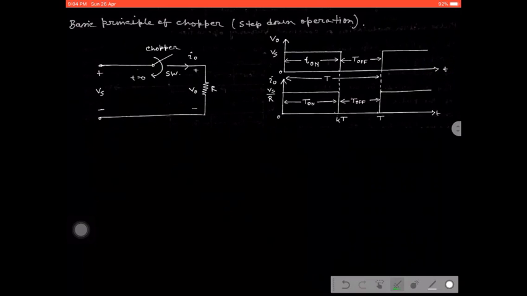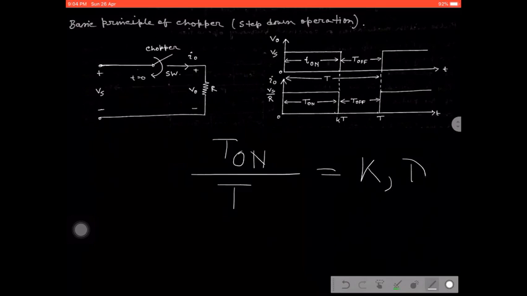One more thing is very important to understand. This ratio means the on time, that is T on, and the total cycle, which is defined by T, is called the duty cycle k, or it can also be represented by d. So duty cycle means, keep it in your mind, on time by total time.